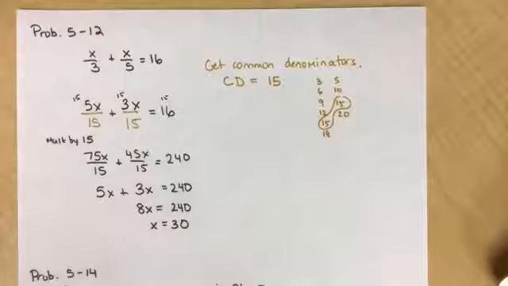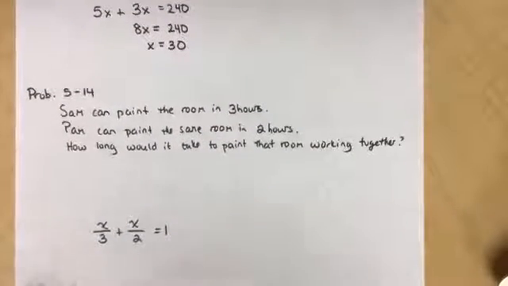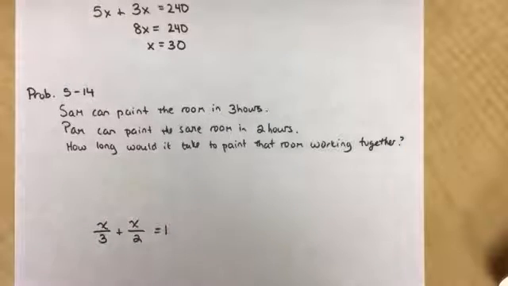Now we can apply this. Let's take a look at problem 514. I sort of summed up this word problem. It said that Sam was painting the living room of an apartment and it would take him 3 hours, and then Pam comes along and she's like, haha, I can do it in 2 hours. And so Sam's like, okay, if you're so smart, then how about you work with me and we can get it done?